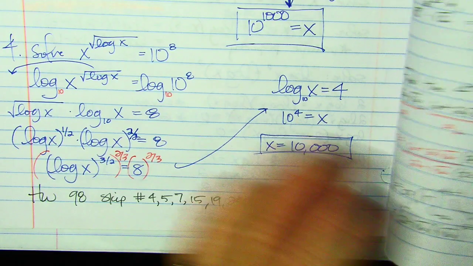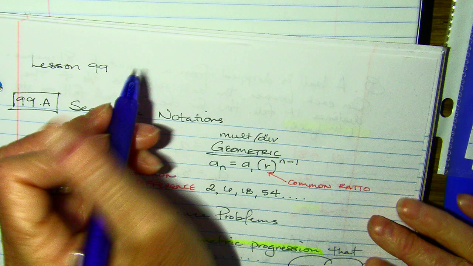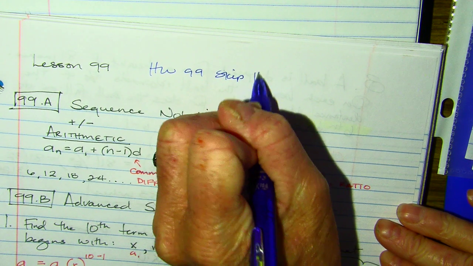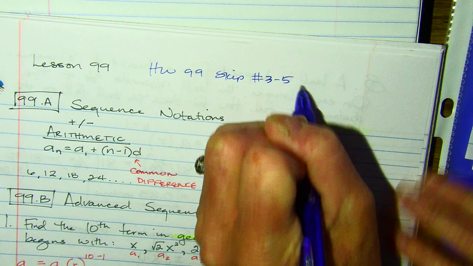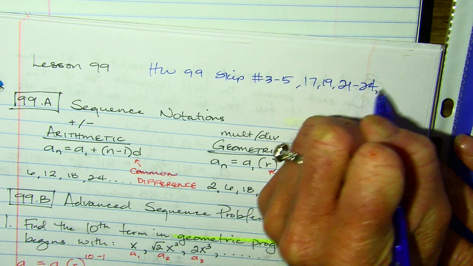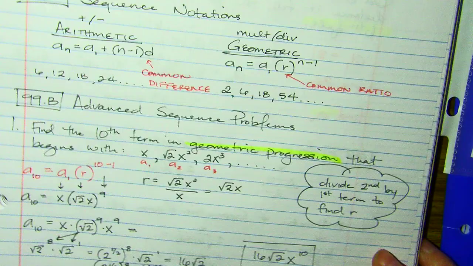And those are the types of problems you are going to see on your homework. And I didn't really leave room to list what we're skipping, so I'm going to do it here. Homework 99, you're going to skip numbers 3 through 5, 17, 19, 21 through 24, and 27. Sorry.